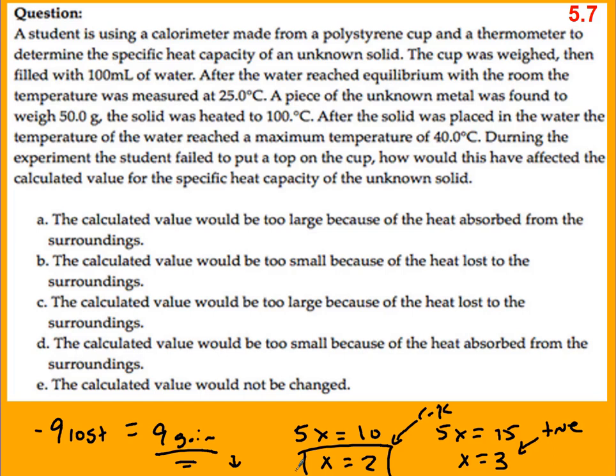But without actually solving it out, because you wouldn't have a calculator in the multiple choice section, you could make up some numbers and be like, okay, well, if this lost energy and this gained, but I didn't gain all the energy, this number is smaller, therefore my specific heat would be smaller as well. So the correct answer is B, the calculated value would be too small because of the heat lost to the surroundings.